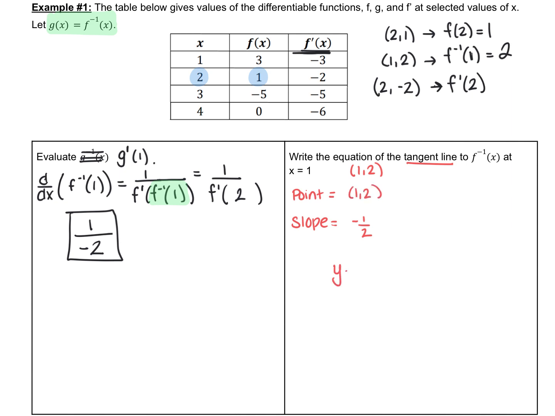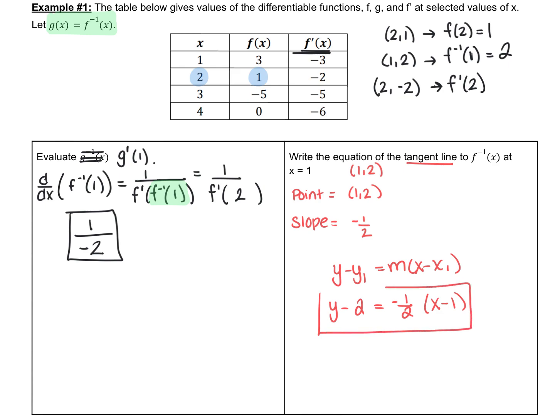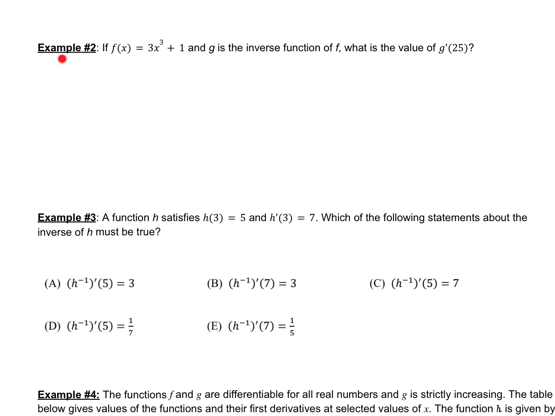So my y minus y1 equals m times x minus x1. So y minus 2 equals negative 1/2, and then x minus 1. And that is it.